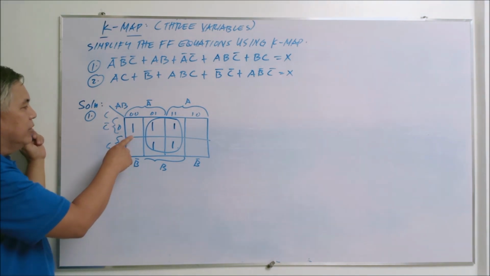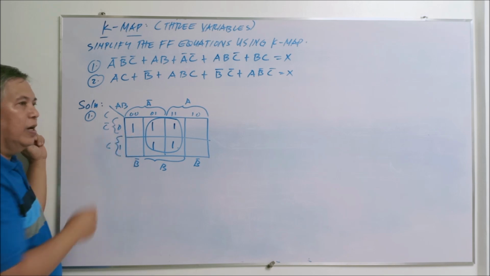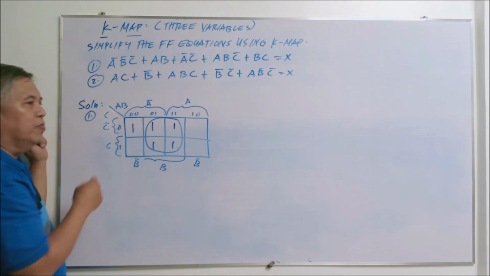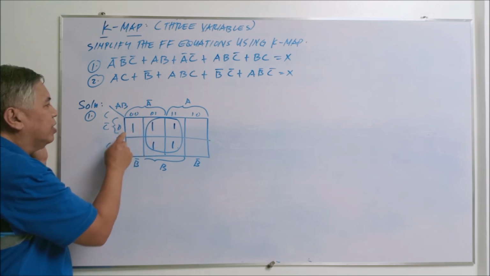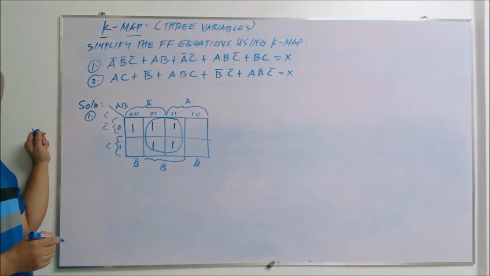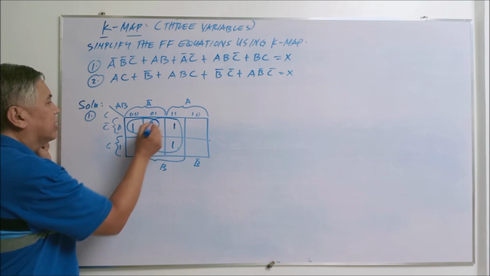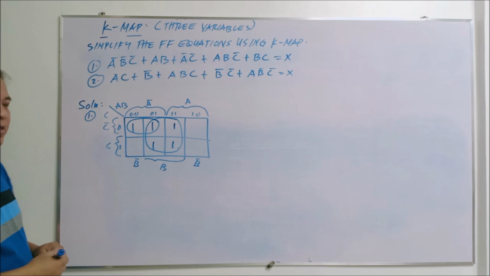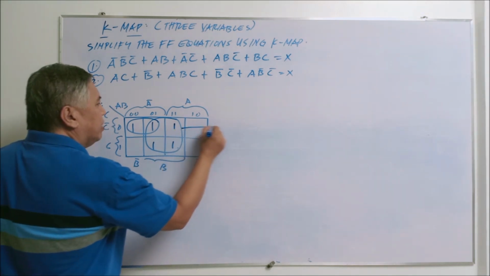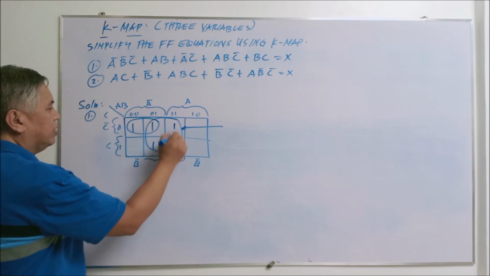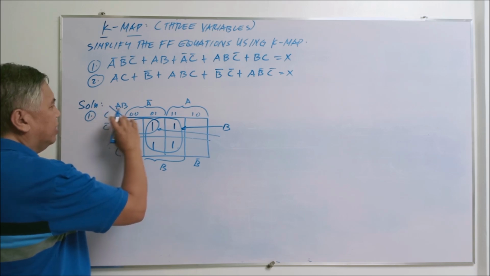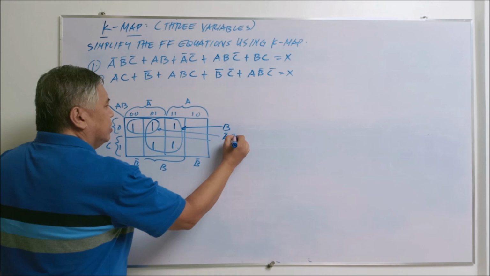Okay? Then we have this cell which has not yet been grouped, and it is adjacent to this particular cell, which is already grouped. We can still use this one to combine with it so we have two adjacent cells. So we can reuse it to maximize the grouping. So that will be this particular group. Since everything is now grouped, there is no need to group this one because it has already been grouped. This group here is under B, and this one here is under A bar, C bar.